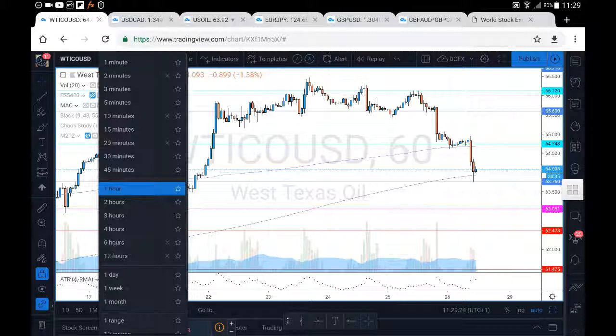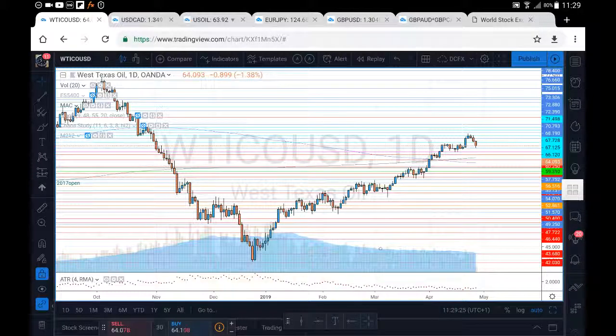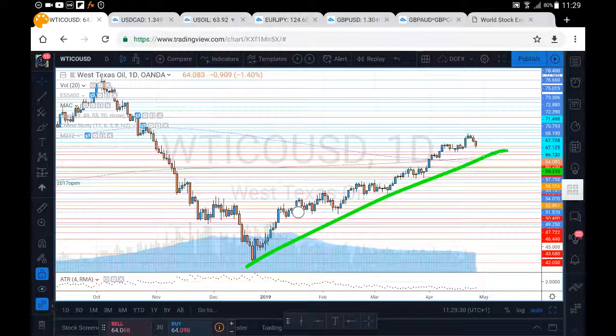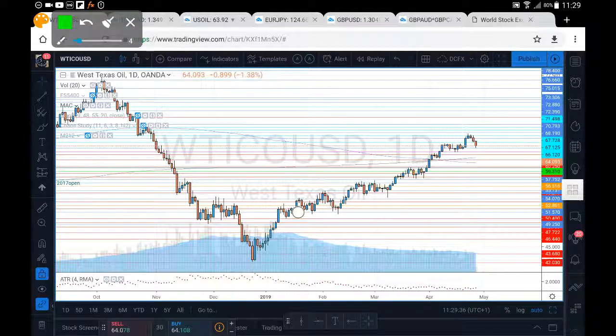And finally, we'll have a look here at the daily chart. So on this daily chart of the US oil, as we can see, the overall theme here has been to the upside over the past couple of months. We've seen a strong move here in towards our 66.12 counter resistance, and over the past couple of days we've seen this pullback here on the US oil.